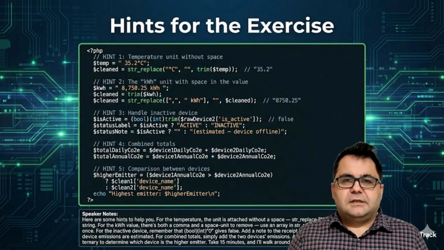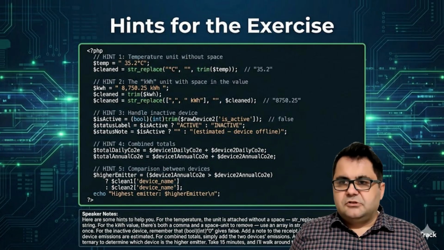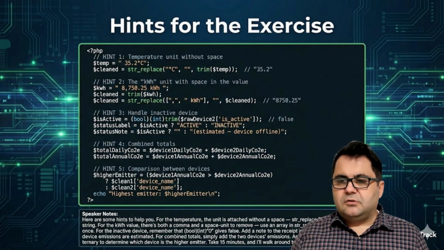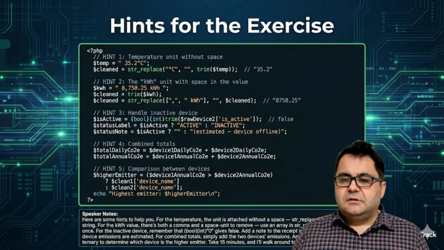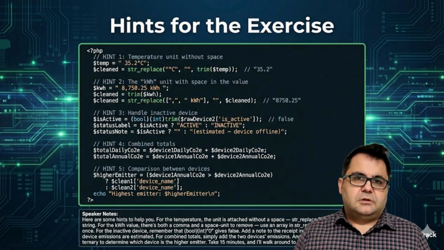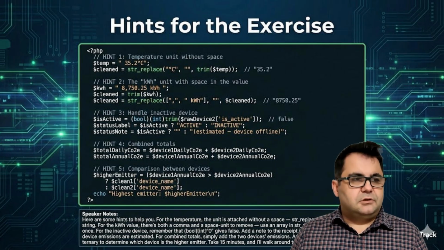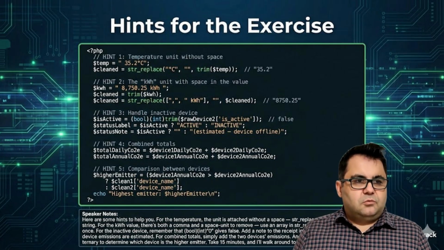Add a note to the receipt indicating that inactive device emissions are estimated. For combined totals, simply add the two devices' emissions. And for the comparison, use a ternary to determine which device is the higher emitter. Take 15 minutes and I'll walk around to help.